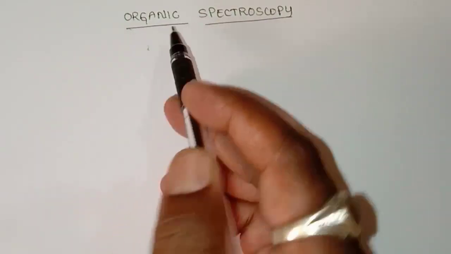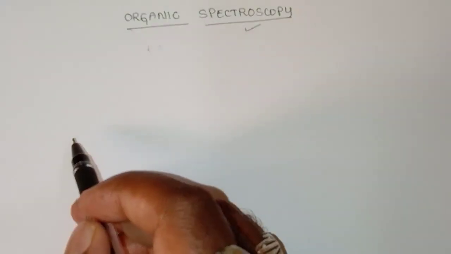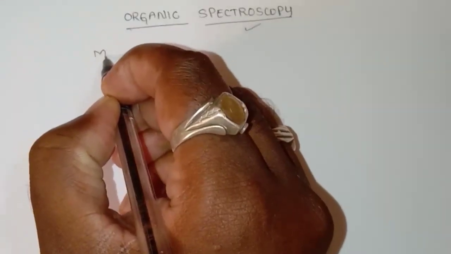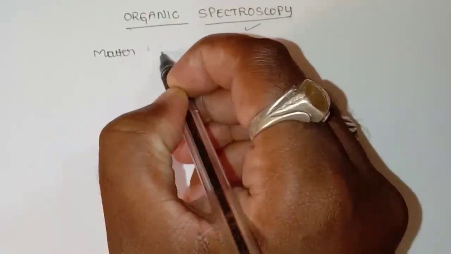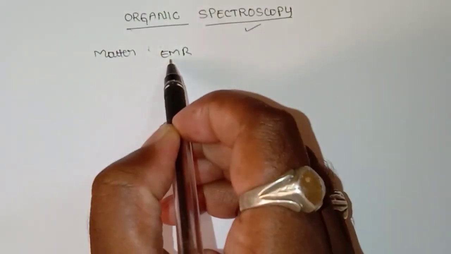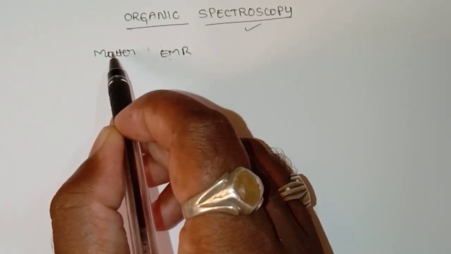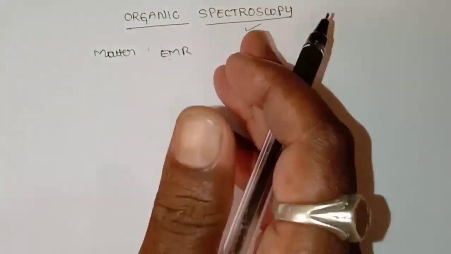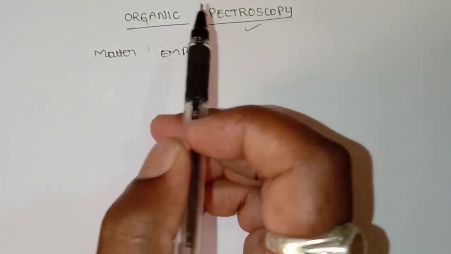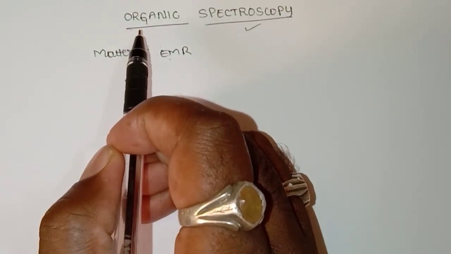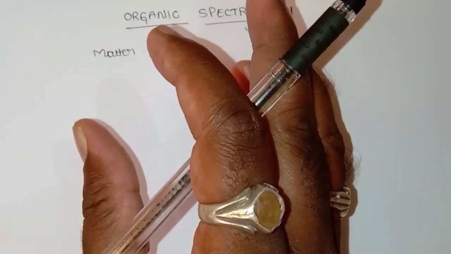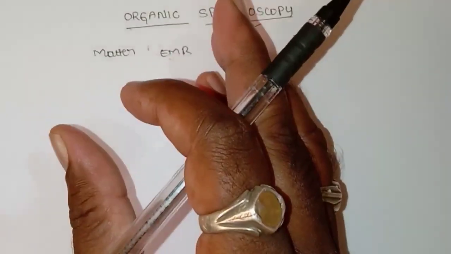First, we need to understand the exact meaning of the term spectroscopy. Spectroscopy is simply an interaction between matter and electromagnetic radiation. So when electromagnetic radiation is passed on to matter, the light may get absorbed and may get emitted by the material, may get emitted by the atoms of the material.